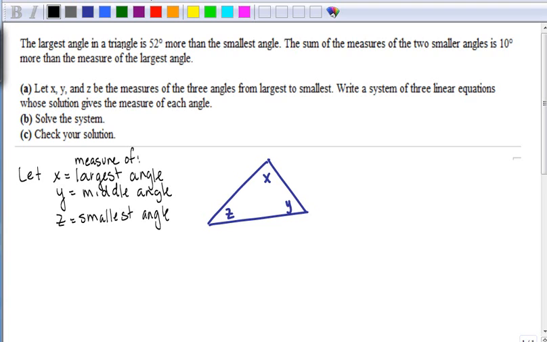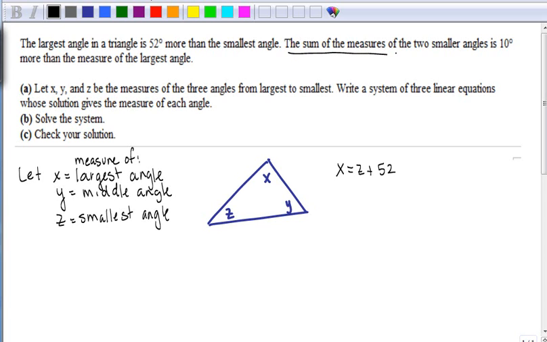The largest angle, which one is the largest? Oh, it's x. So x is equal to 52 more than, so 52 more than means plus, the smallest. Oh, and the smallest is z. So the largest is 52 more than the smallest. Then the next line is going to be for my second equation.